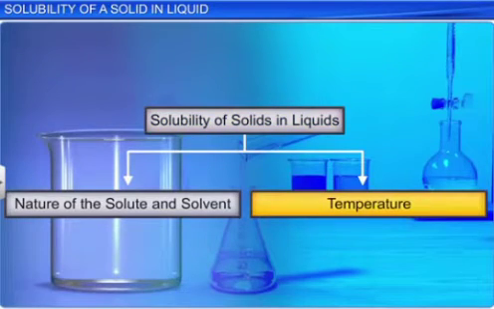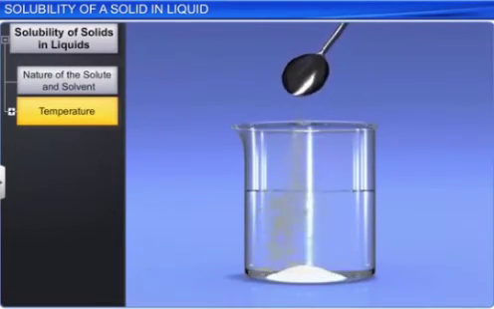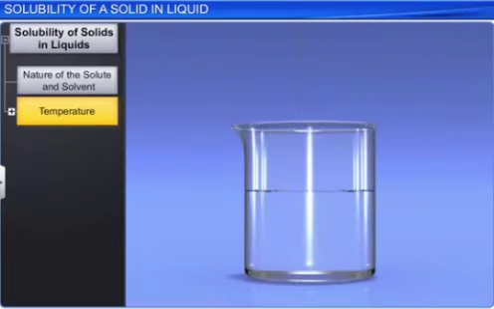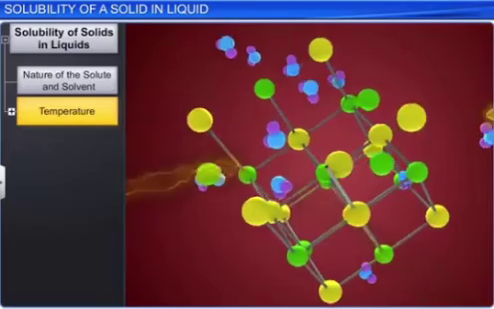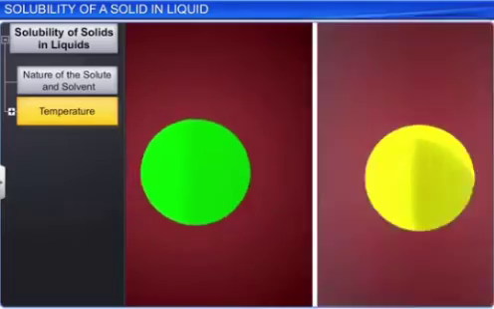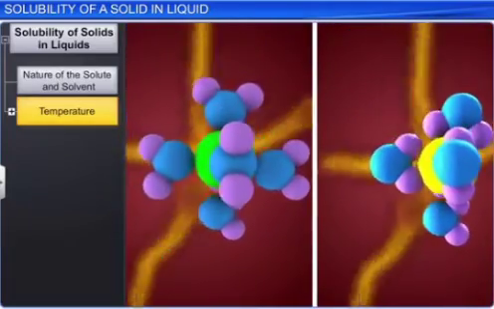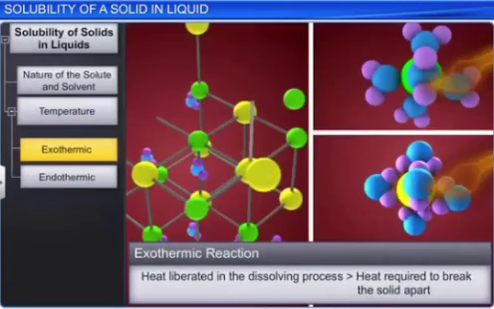When a solid dissolves in a liquid, a change in the physical state of the solid takes place. Heat is required to break the bonds holding the molecules in the solid together. At the same time, heat is given off during the formation of new solute-solvent bonds. If the heat liberated in the dissolving process is greater than the heat required to break the solid apart, the net dissolving reaction is exothermic, as energy is given off in the process.